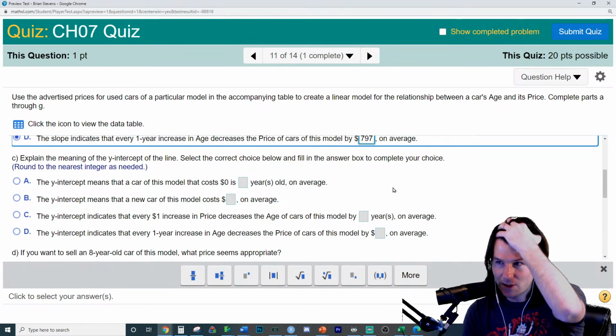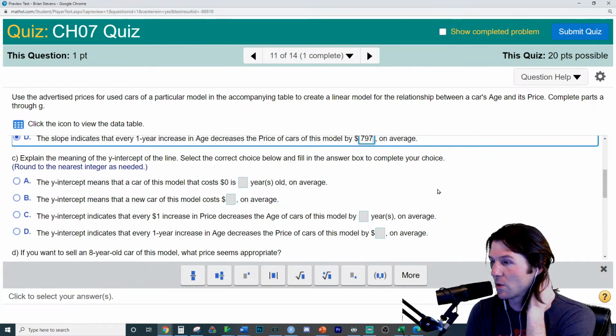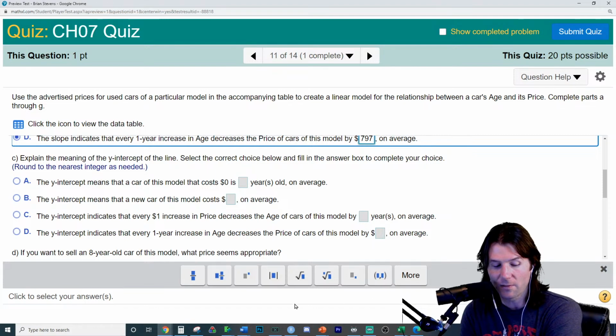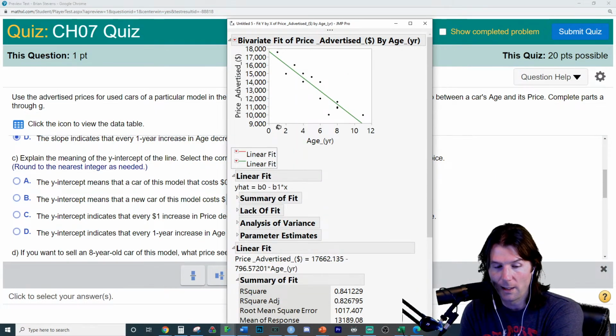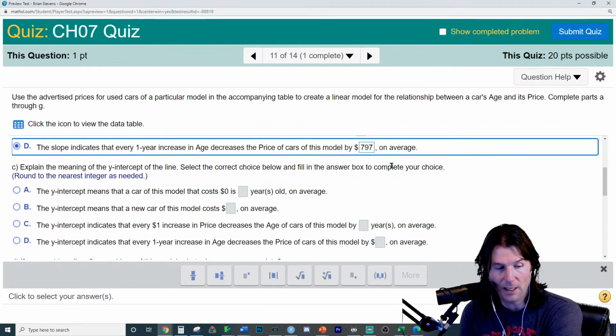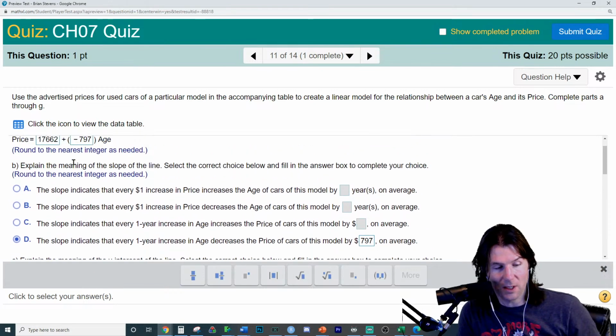Explain the meaning of the y-intercept. It's going to be a brand new car because it's when age is equal to 0. So when age is equal to 0, we would expect the price of a car to equal a certain amount. The y-intercept is always when x is equal to 0, which is age. So the y-intercept is for a new car, and we expect it to cost this much on average.